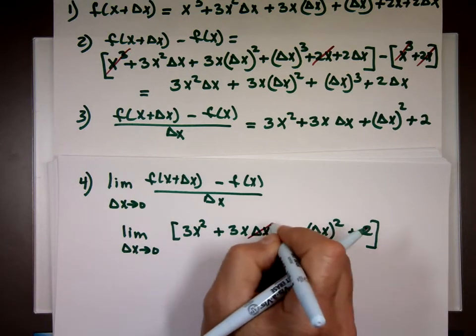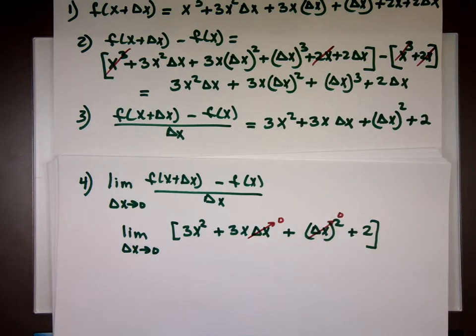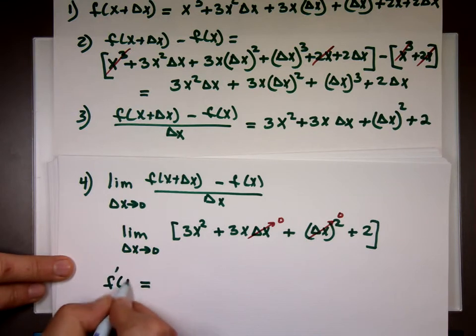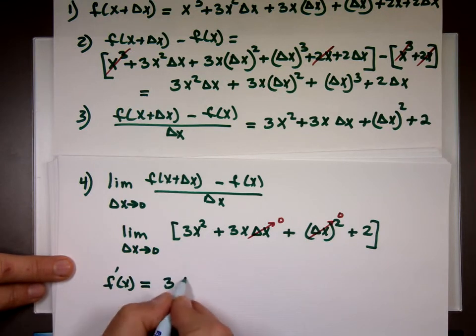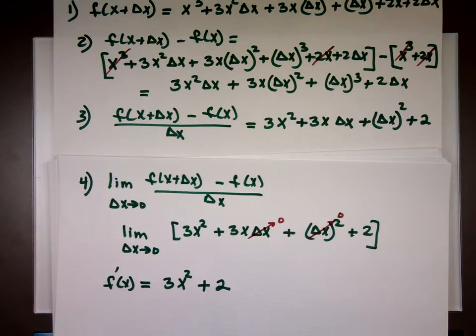So this piece will go to 0. That piece will go to 0. You're letting delta x be 0. So what's your final answer? That's f prime of x. It's 3x squared plus 2. Because the function was called f of x, that's the limit called f prime of x.